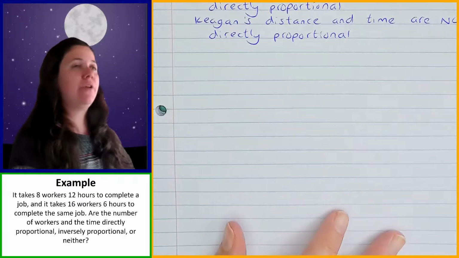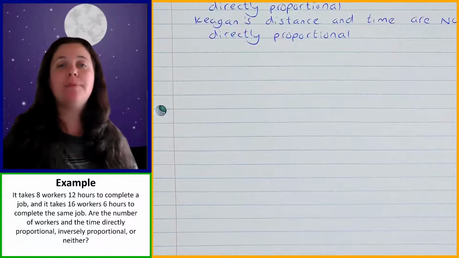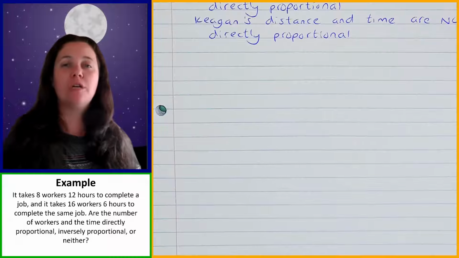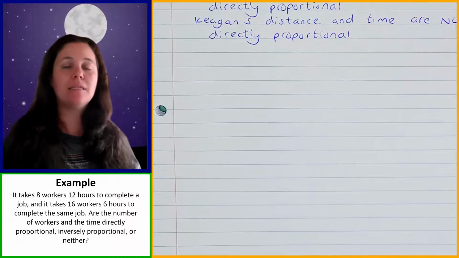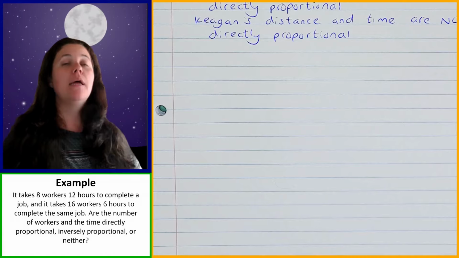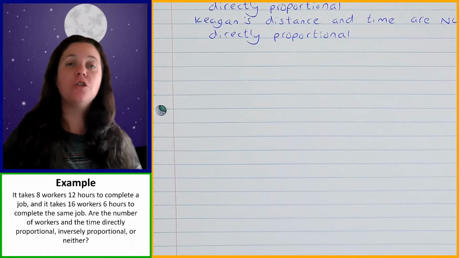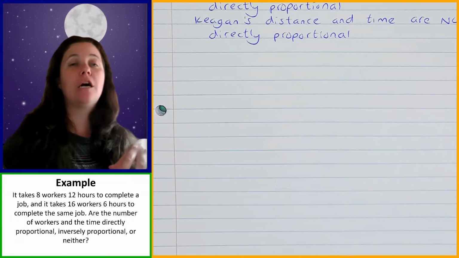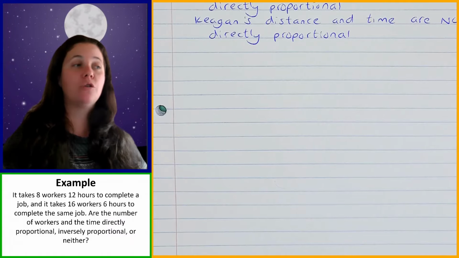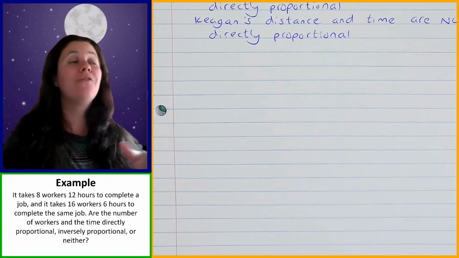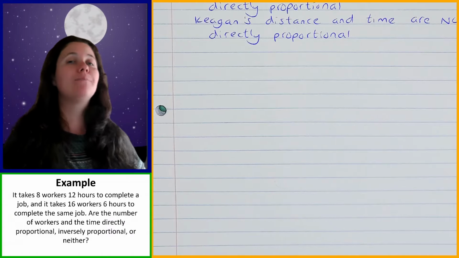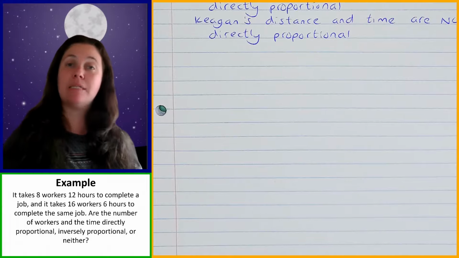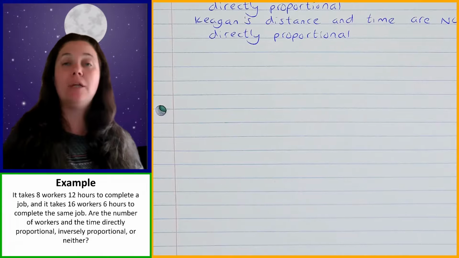So in this example, we've been given a situation where there's a job that's being done, and we have different numbers of workers that could be available to do the job, and as more workers do the job, the time that it takes to do the job decreases. Okay, so the first thing we need to do, if we need to work out if these variables are directly proportional, inversely proportional, or neither, is identify what it is most likely to be. Is it most likely to be directly proportional, or is it most likely to be inversely proportional? To work that out, we'd look at the two variables.